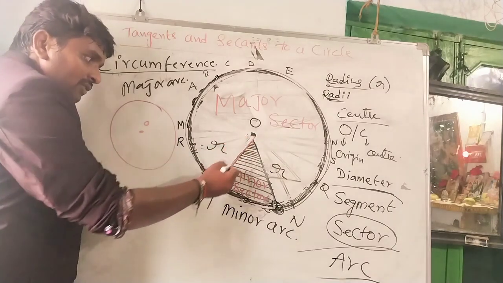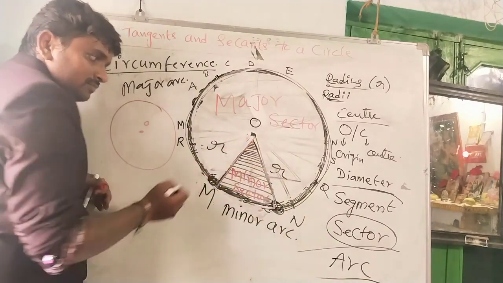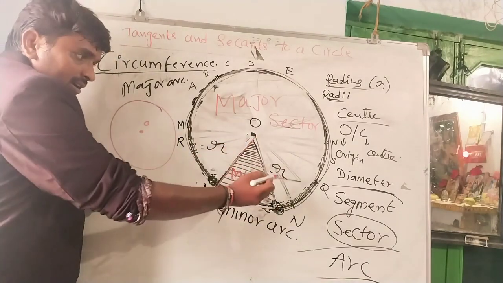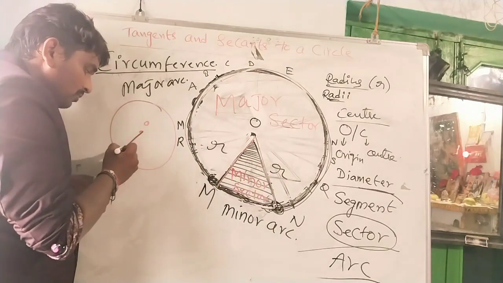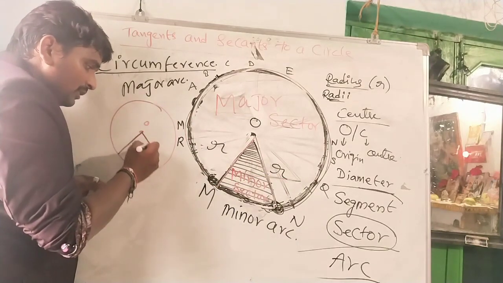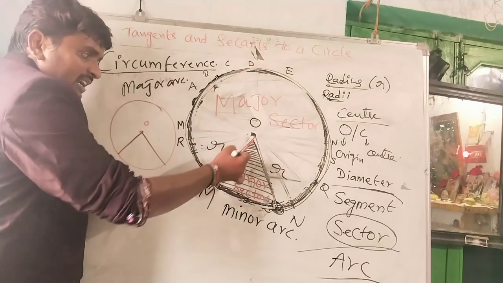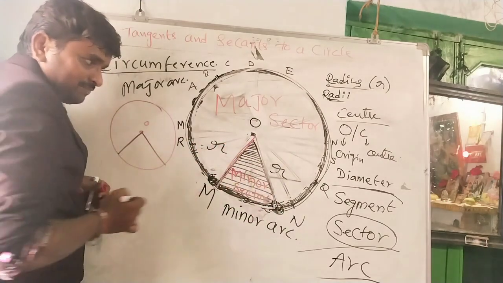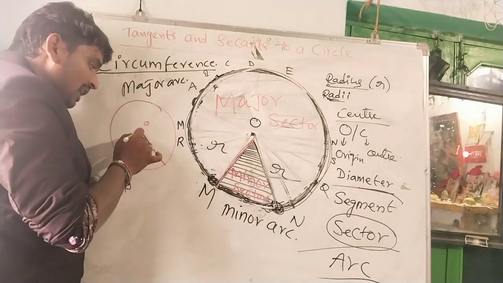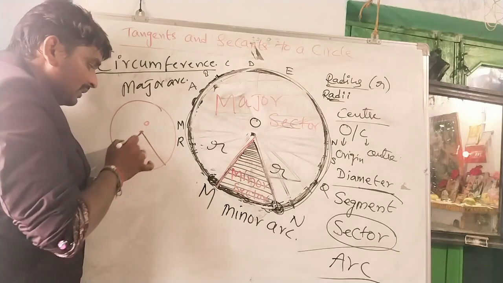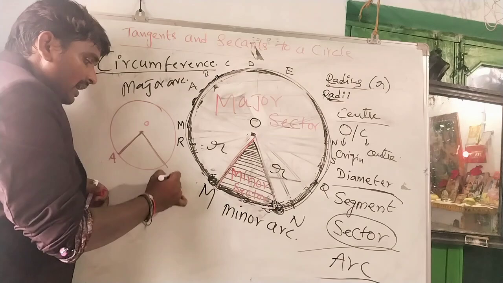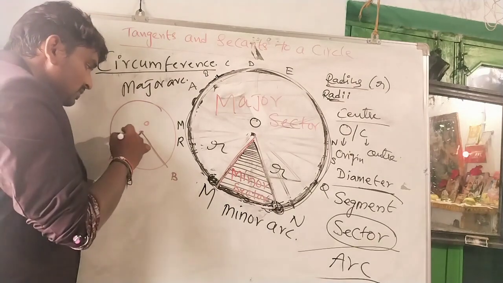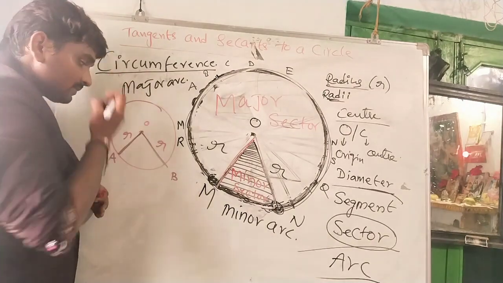In sector we have taken 2 radii. In segment definition also we have to take 2 radii. I have taken 2 radii, OA and OB. These 2 radii have the same length.